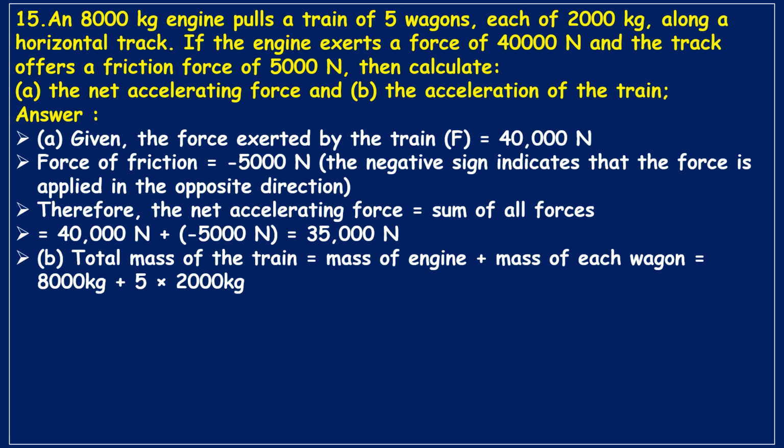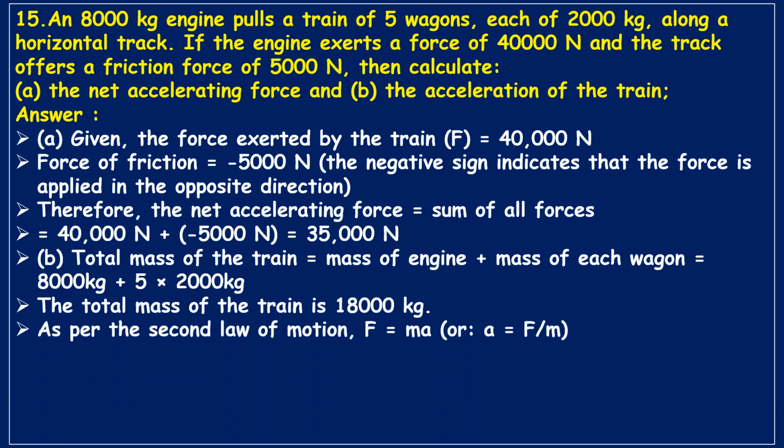Total mass of the train is given as the mass of the engine plus the mass of each wagon. We know that the mass of the engine is 8,000 kgs and each wagon's mass is 2,000 kgs. Five wagons are there. 8,000 plus 10,000 gives you the total mass of the train including wagons and engine. Total mass is 18,000 kgs.